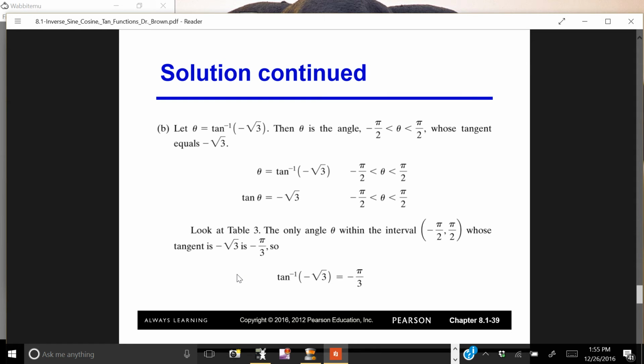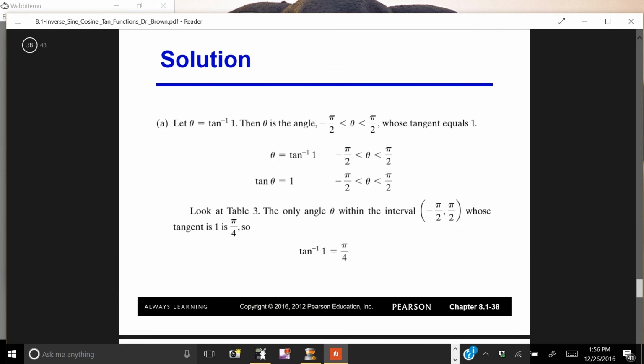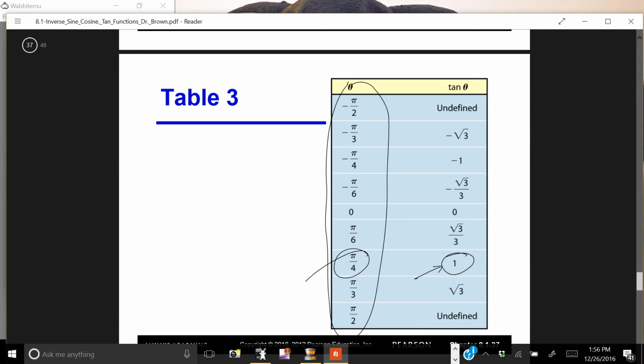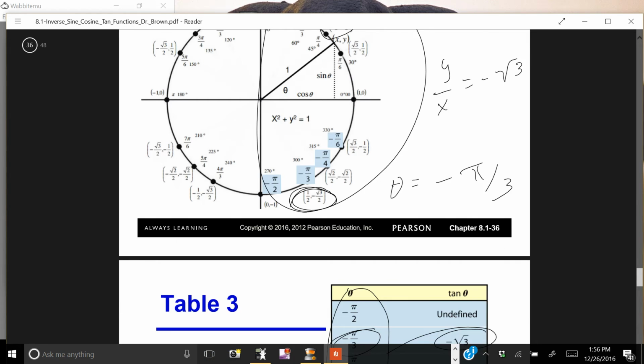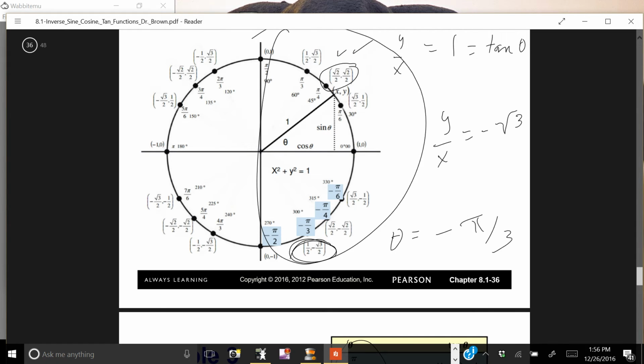So, as this indicates here, looking at the table, looking at minus pi over 3, its tangent function is minus the square root of 3. And we saw that also looking at the unit circle where theta is equal to minus pi over 3.